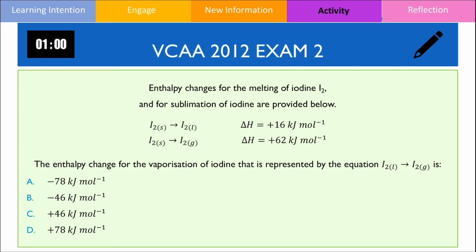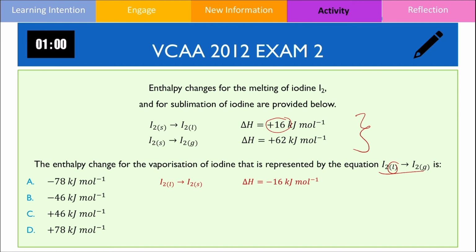To arrive at the final answer, we need to manipulate one or both of the thermochemical equations provided and then add them together to give us this equation over here. In the final equation, you should have noticed that the reactant is iodine in the liquid state. Since none of the original equations has iodine in the liquid state, we can accomplish this by reversing the first thermochemical equation. Hence, we need to flip its delta H value, resulting in an answer of negative 16 kilojoules per mole.